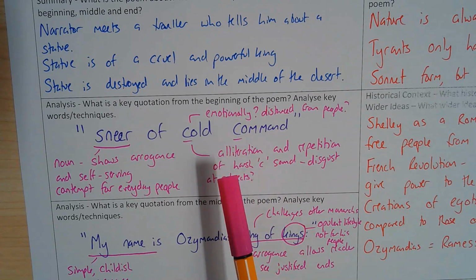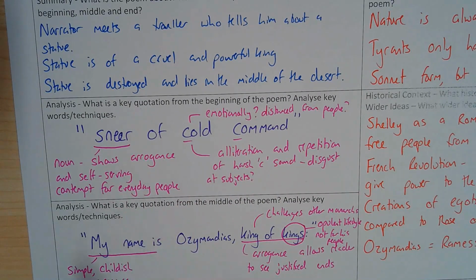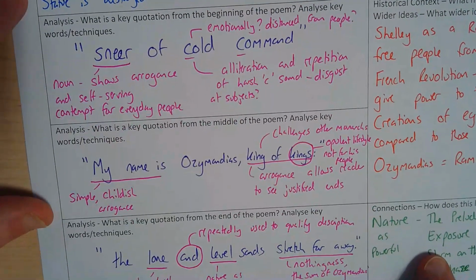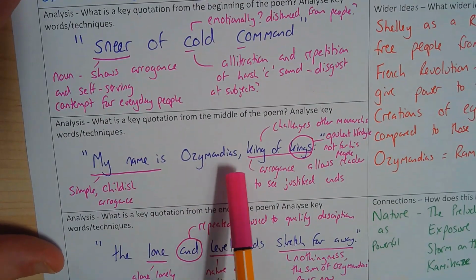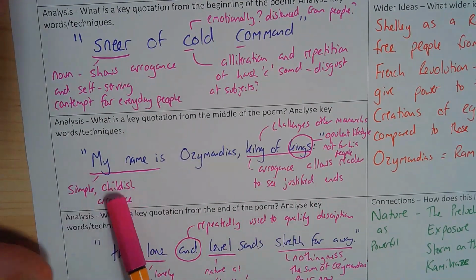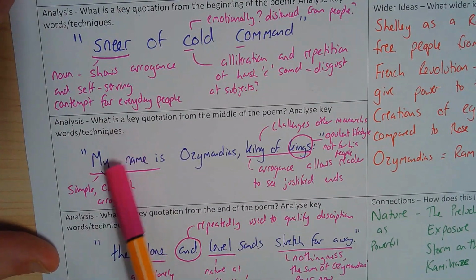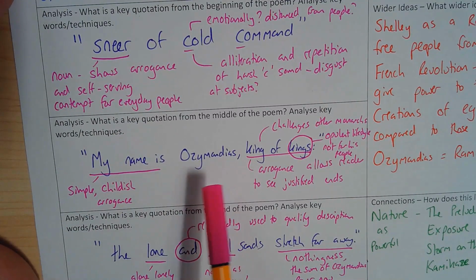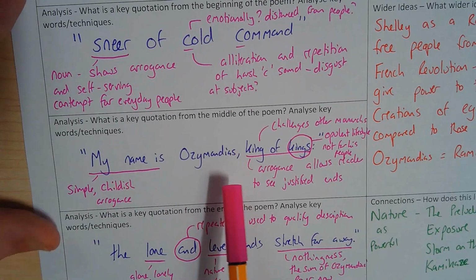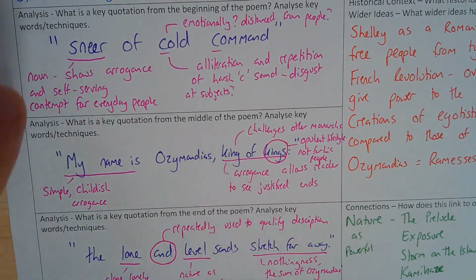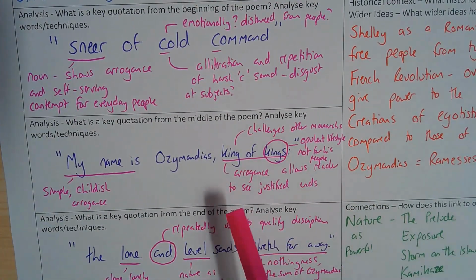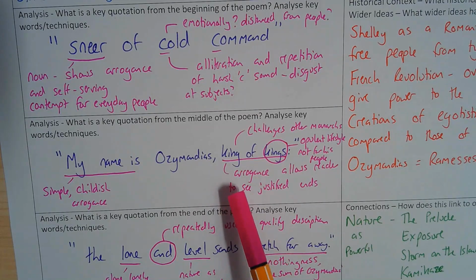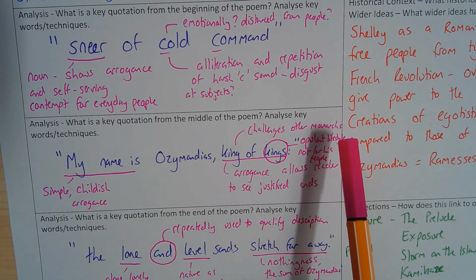And from the middle of the poem, my name is Ozymandias, King of Kings. The my name is, we've got the possessive pronoun my, the simple childish arrogance there of him, and this is the inscription on the statue as well. And King of Kings, there's plenty you can get out of here. First of all, if he is the King of Kings, he is challenging other monarchs and saying I am better than you. And this arrogance allows the reader to justify the ending. Anyone who behaves in such an arrogant manner almost deserves what they get at the end of the poem.